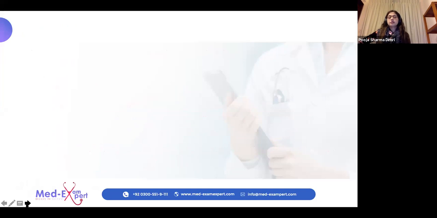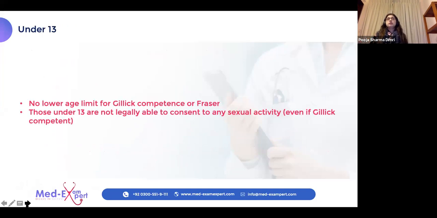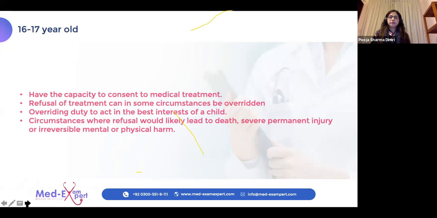The next thing is the ages. Now, under 13, there is no lower age limit given for Gillick competence or Fraser, but those under 13, that means 12 and below, are not legally able to consent to any sexual activity, even if they are Gillick competent, doesn't matter. Under 13 cannot consent to any sexual activity. 16 to 17 year olds are the gray zone. So 18 is adult, 16 to 17 is the gray zone.